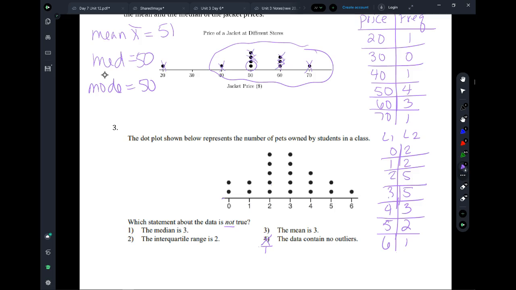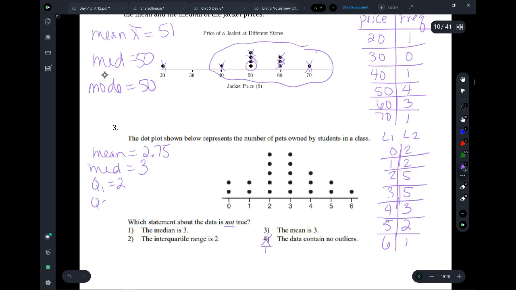Just to save us a little bit of time on this video, I'm going to tell you that the mean is 2.75. The median is 3. My Q1 comes out to be a 2 and my Q3 comes out to be a 4. So my IQR, the difference between those, would also be a 2. Let's see what's true. The median is 3. That's true. The interquartile range is 2. That's true. Uh-oh, here we go. The mean is not 3. That's the one that's untrue. The mean was 2.75.